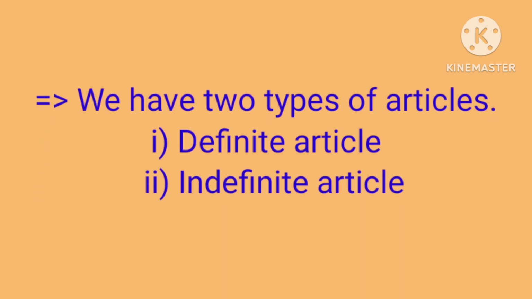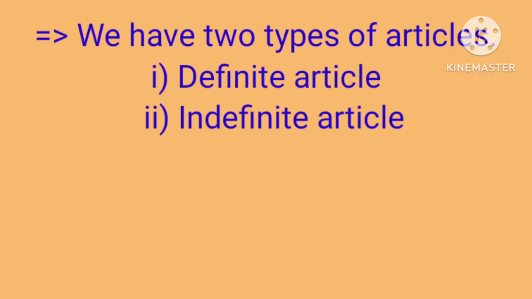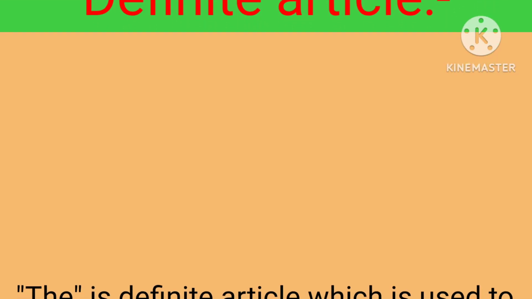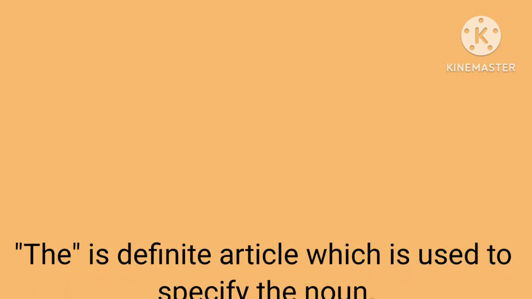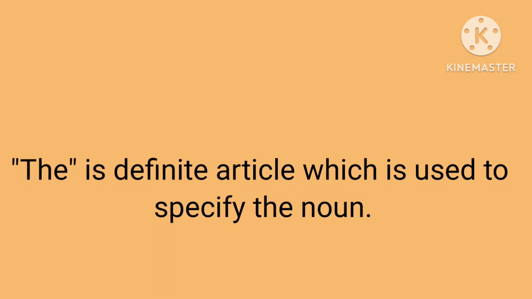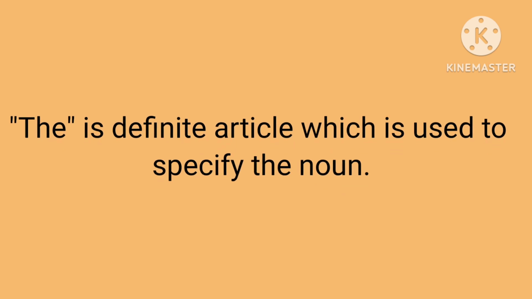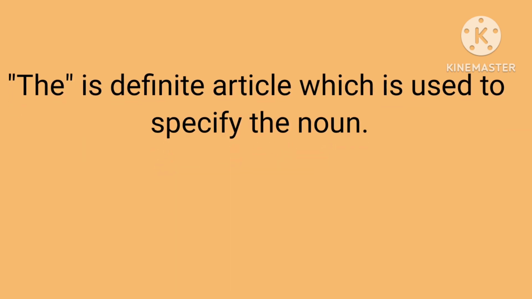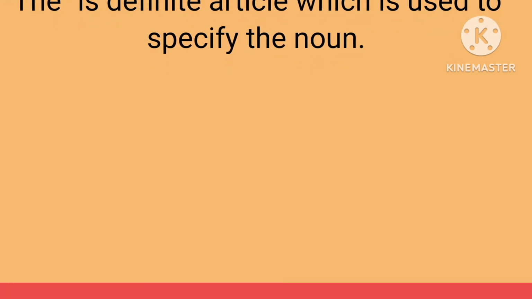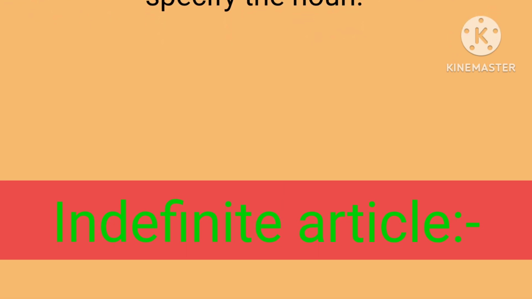So we have two types of articles: definite article and indefinite article. So what is a definite article? "The" is a definite article which is used to specify the noun. "The" is a definite article used to specify what? To specify a noun. It is called a definite article.